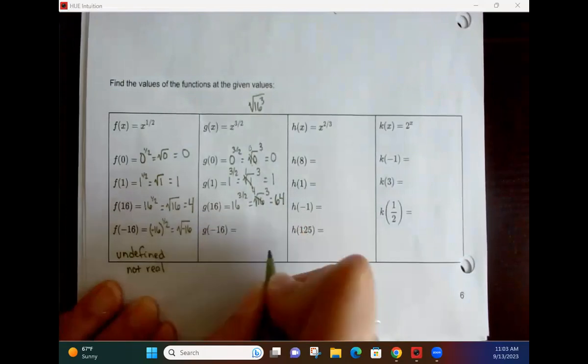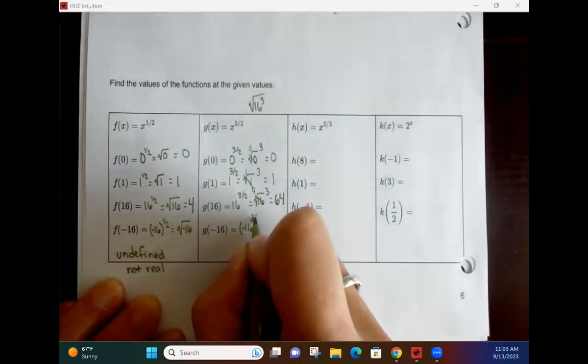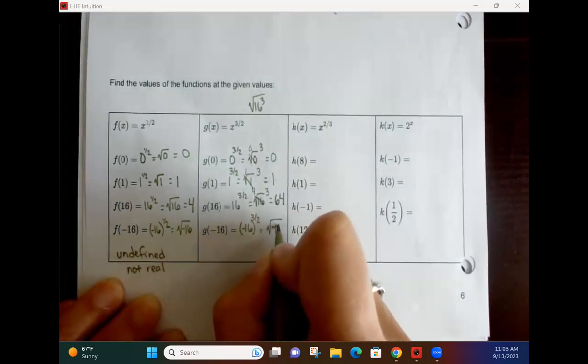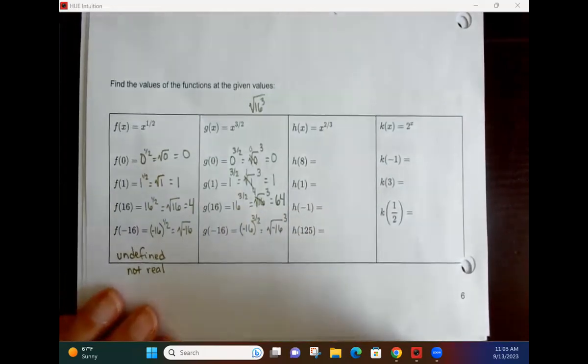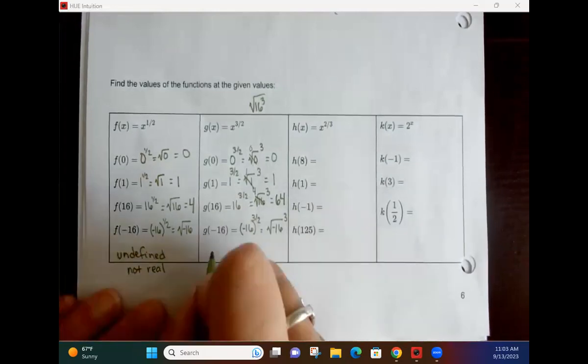And then finally, g of negative 16. So this would be negative 16 to the 3/2 power, which would be the square root of negative 16 cubed. What can I say about this square root of negative 16? It's not real, it's undefined.